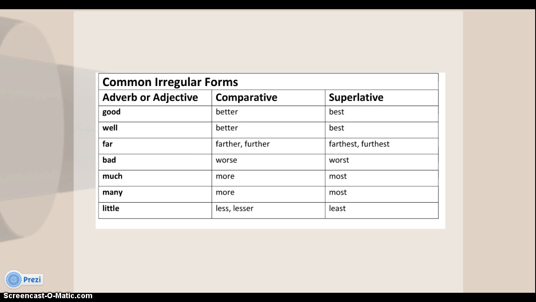The word much in the comparative form is more, and the superlative form is most, and the same thing with the word many. We have more and most as comparative and superlative. Then we get to little. Now, around here in Texas, we say littler and littlest all the time. And as I said before, in conversation, we all know what that means. But it's important to know the correct forms also. The correct comparative form for little is less or lesser, and the superlative form is least.